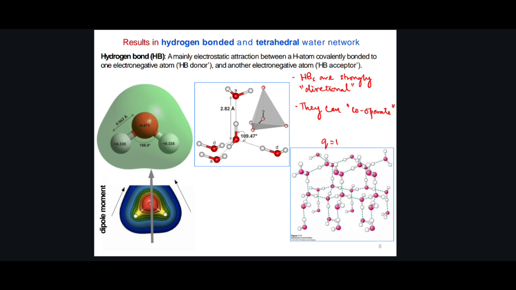Just notice, I'm going to call this oxygen A the donor, and, sorry, this is the donor and this is the acceptor. So what is the donor-acceptor distance you are noticing here? Keep it in mind: 2.82-ish angstrom, right? This will change a little bit.